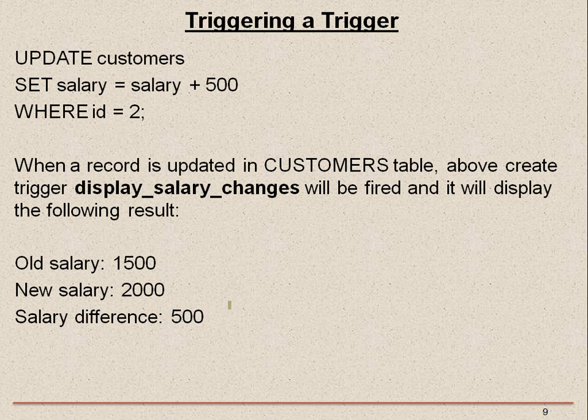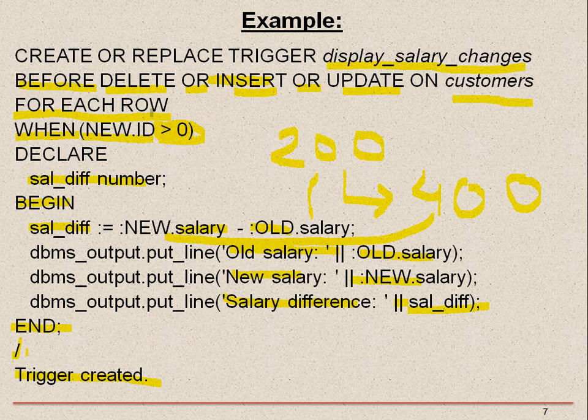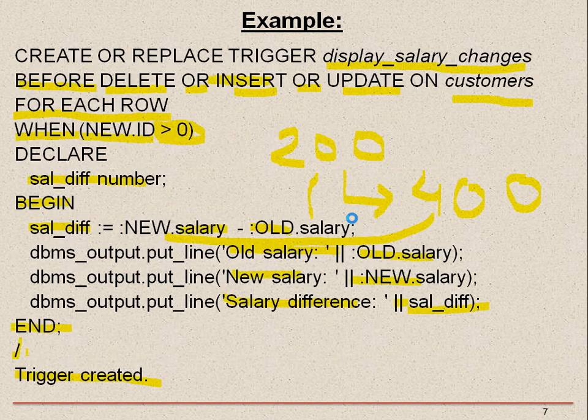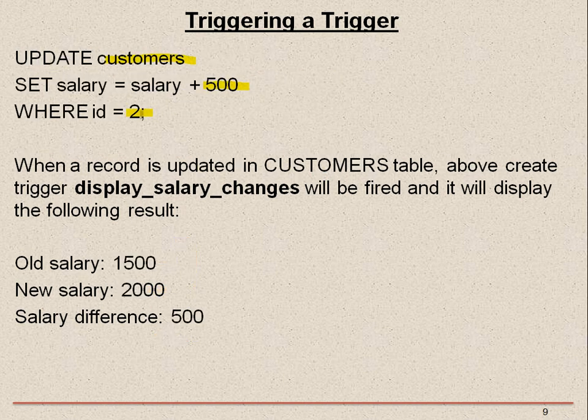So that is the insert. Now we are doing the update. Update customer set salary equal to salary plus 500. I want to increment by 500 rupees where ID equals 2. That means this second record will be incremented by 500. So ultimately the salary of 1,500 will become 2,000. 500 will be incremented.